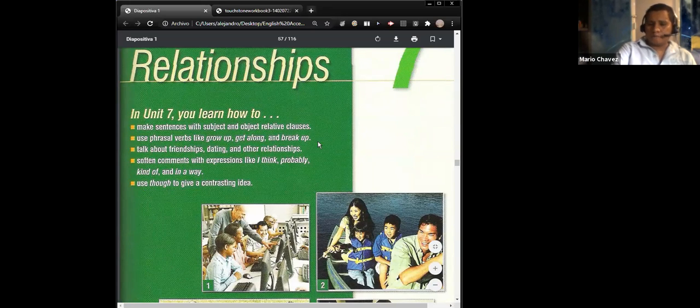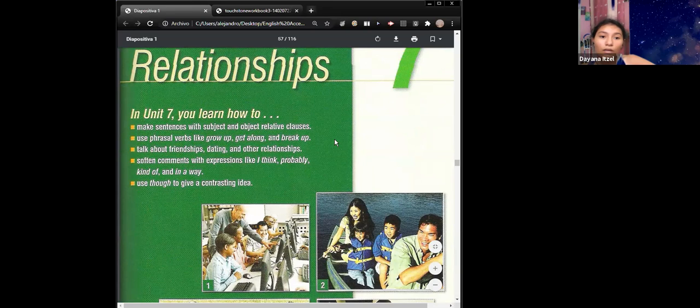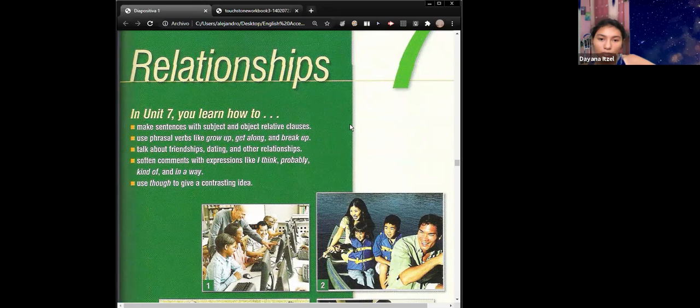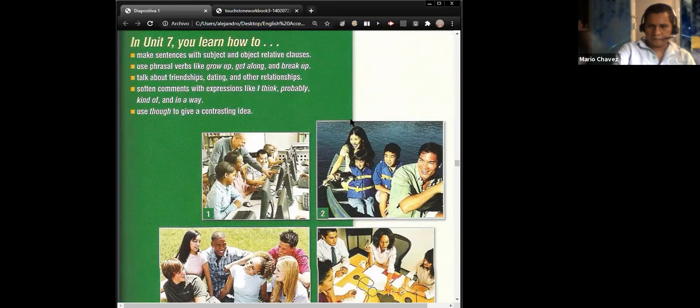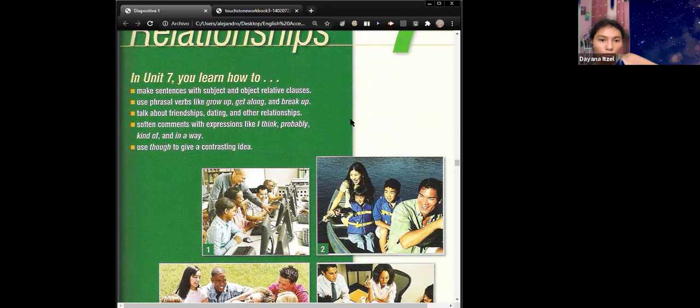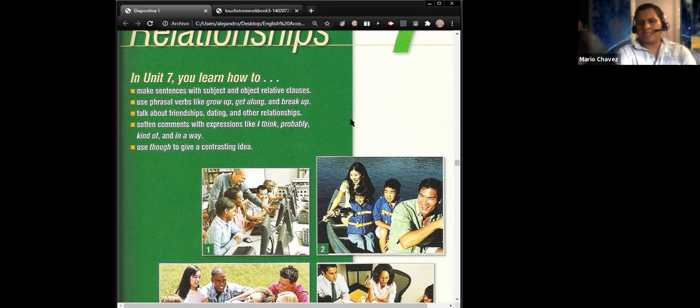Diana, can you read the objectives? The 5 objectives in unit 7. A. Make sentences with subject and object related clauses. Phrasal verbs like grow up, get along, break up. Talk about friendship, dating, and other relationships. Soften comments with expressions like I think, probably, kind of, and in a way, and use tone to give a contrasting idea. Yeah, contrasting idea. Thank you.